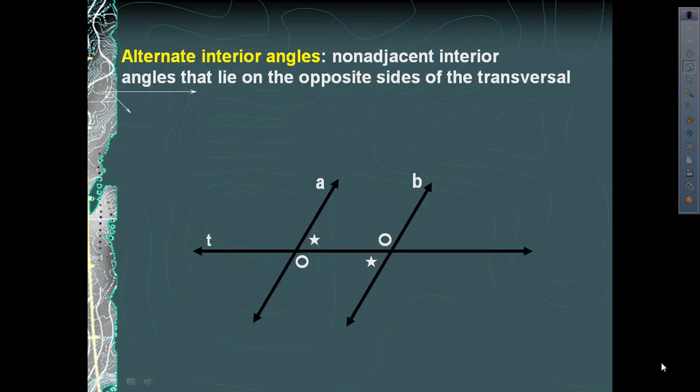Our second type of angles are the alternate interior angles. These are non-adjacent interior angles that lie on opposite sides of the transversal. Notice the name, it says alternate interior angles. So they alternate sides and they're inside your parallel lines. So these two right here, the two stars, are your alternate interior angles, and the two circles are another pair of alternate interior angles.